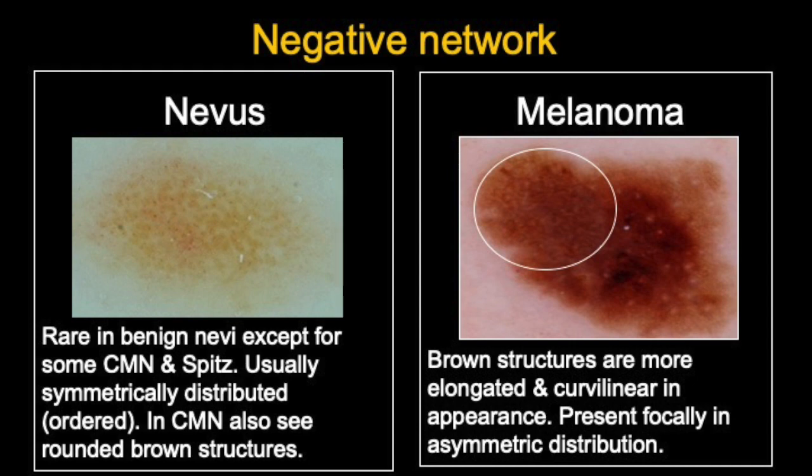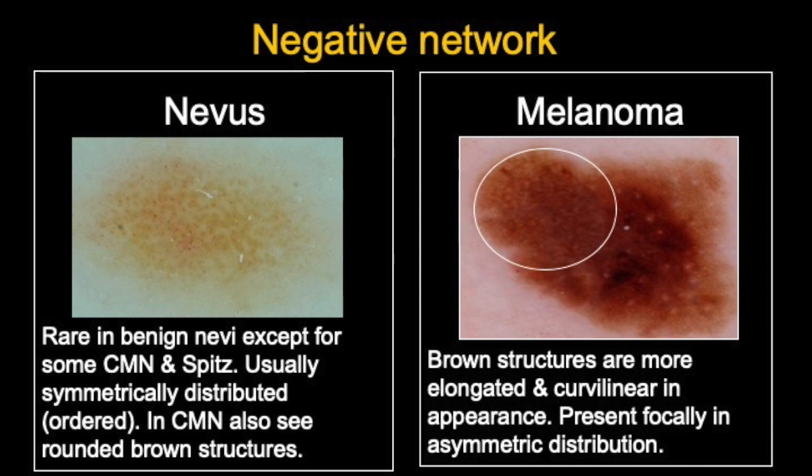Now, where can you see a negative network? You'll see the same theme coming through again, Spitz nevi and melanoma. But there is no way to actually differentiate between Spitz nevi and melanoma based on the quality of the negative network. This is a negative network. Look at the brown structures, elongated. They're light brown, tan in color, and the reason that you're seeing them is because there's hypopigmentation meandering around them.